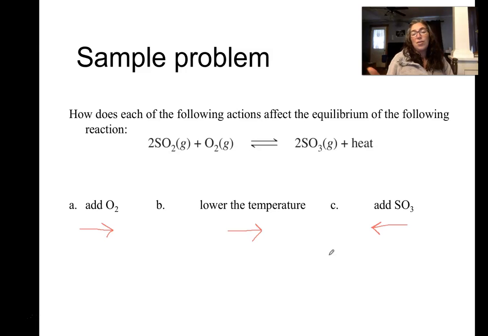So in a homework or on a test question, any of those are appropriate responses. You could either draw an arrow to show me which way it's shifting, you could write a direction, left or right, or you could say towards reactants or towards products.